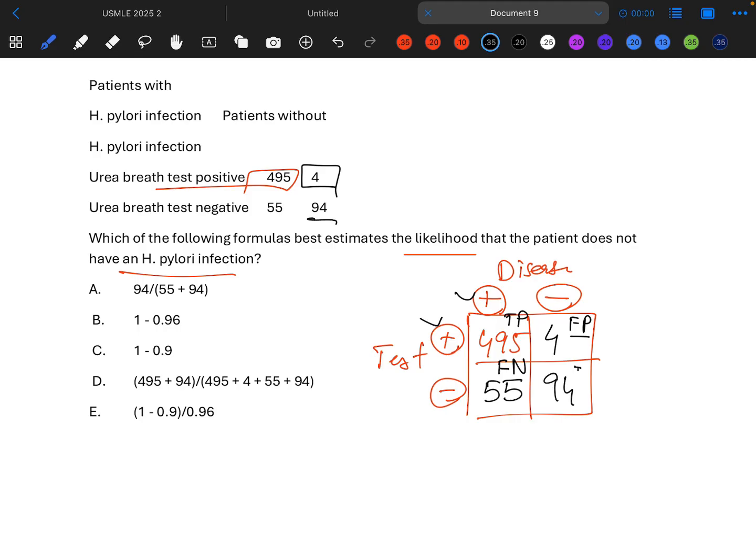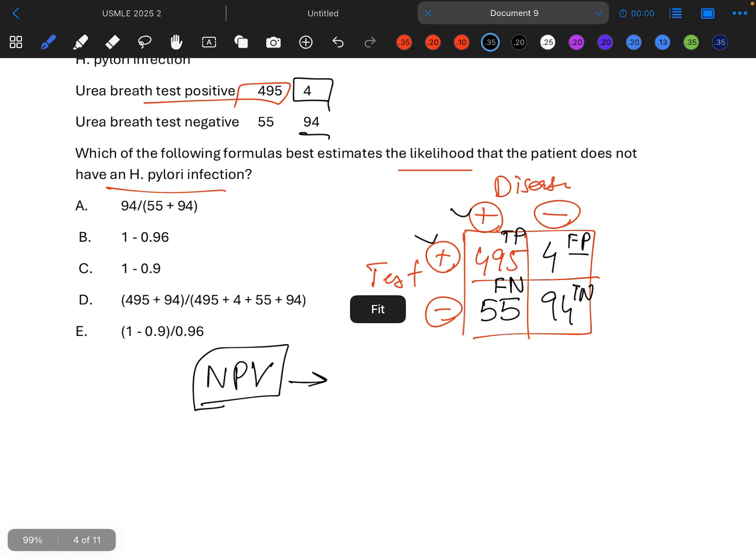So what we have to find is the likelihood. We have to find the likelihood ratio. What do we have to find? Which of the following best estimates the likelihood that the patient does not have H. pylori infection? When we are talking about calculation of no disease, they are talking about the negative predictive value. Understand? Negative predictive value. You guys know negative predictive value means the patient doesn't have the disease. So it is the proportion of negative test results that are true negative.